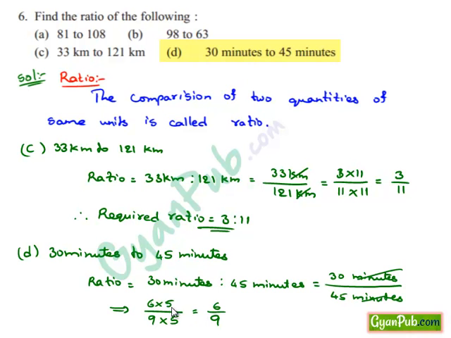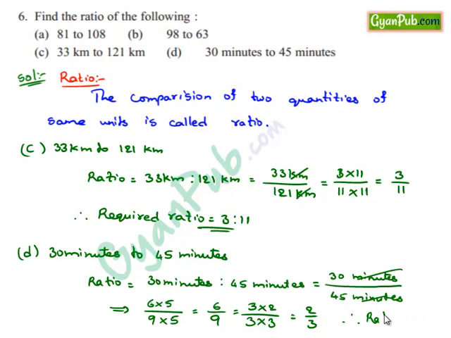Since 5 in the numerator and 5 in the denominator get cancelled, this can also be written as 3 times 2 upon 3 times 3, which gives 2 upon 3, since 3 in the numerator and 3 in the denominator get cancelled. Therefore, required ratio is 2 is to 3.